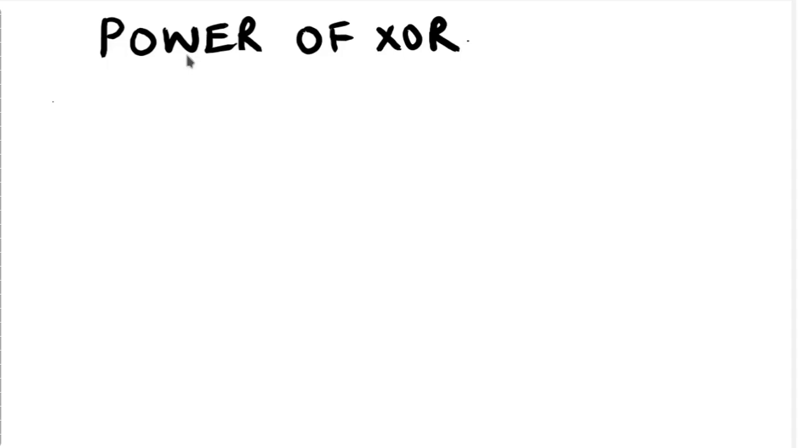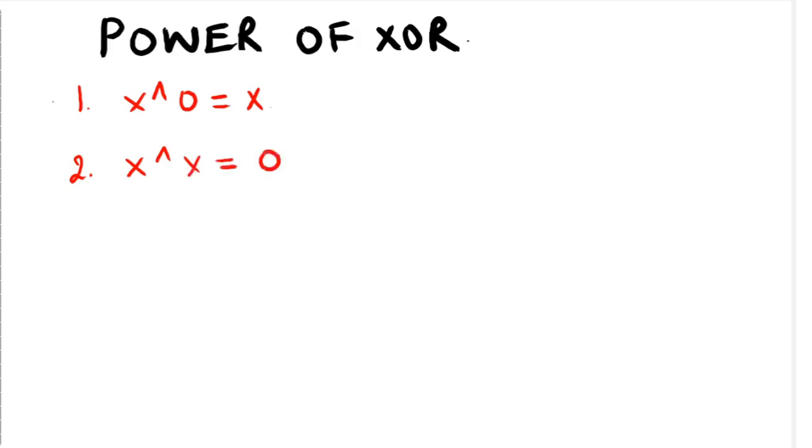First property is that X XOR with 0 results in the same number X. Second property is X XOR with itself results in an answer of 0.